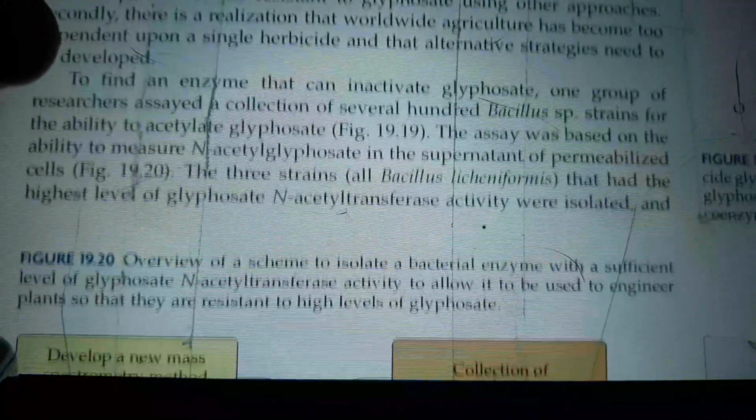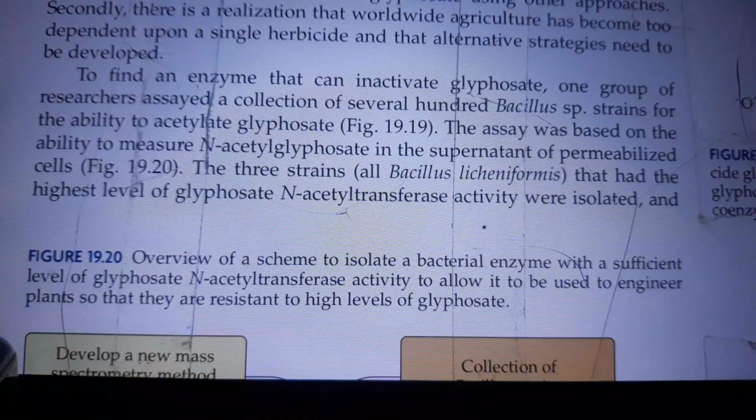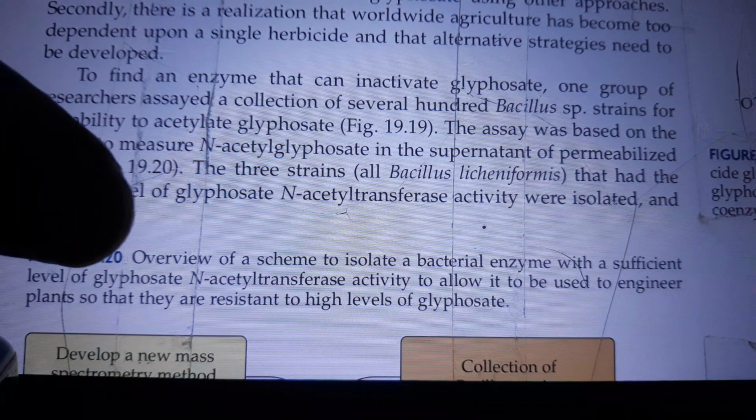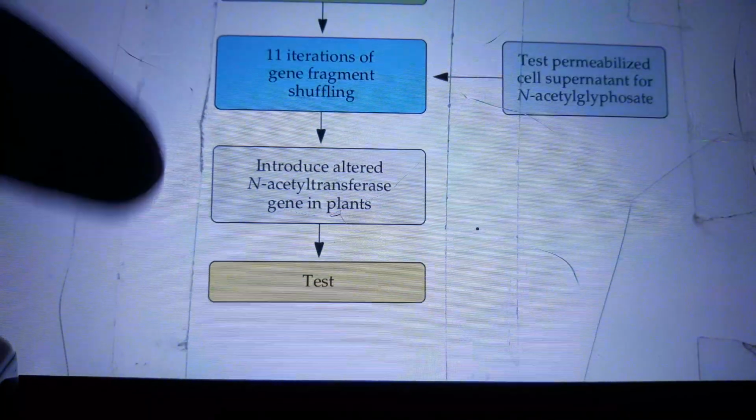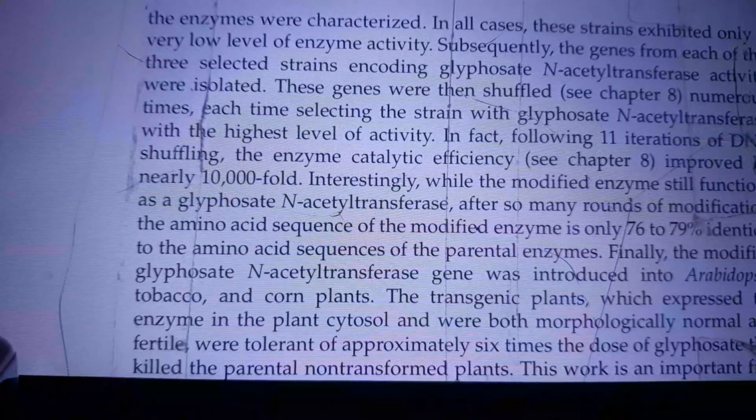To find an enzyme that can inactivate glyphosate, one group of researchers screened a collection of several hundred Bacillus sp. strains for the ability to acetylate glyphosate. The assay was based on the ability to measure N-acetyl glyphosate in the supernatant of permeabilized cells. The three strains, all Bacillus licheniformis, that had the highest level of glyphosate N-acetyltransferase activity were isolated, and the enzymes were characterized.